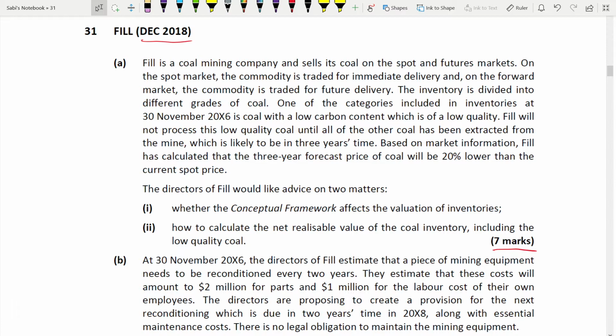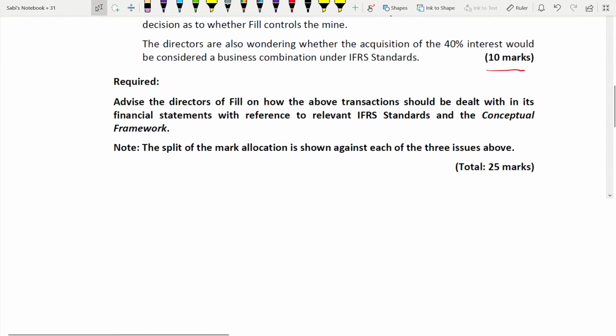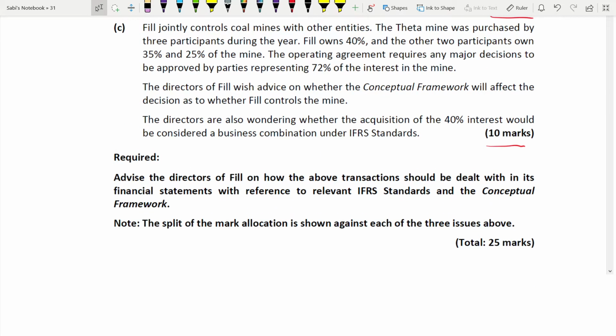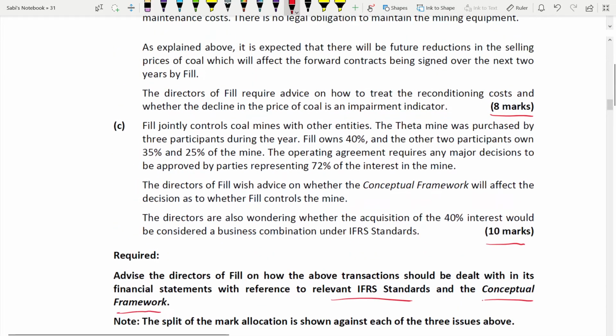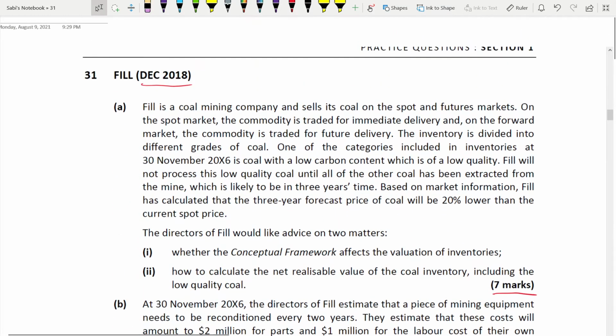Okay, so let us read. The main requirement says: advise the directors of Phil on how the above transactions should be dealt with in its financial statements with reference to relevant IFRS standards and the conceptual framework. So this question number 3 is about the relevant IFRS standards and conceptual framework. This could be question 3 or 4. So let us first finish section A.